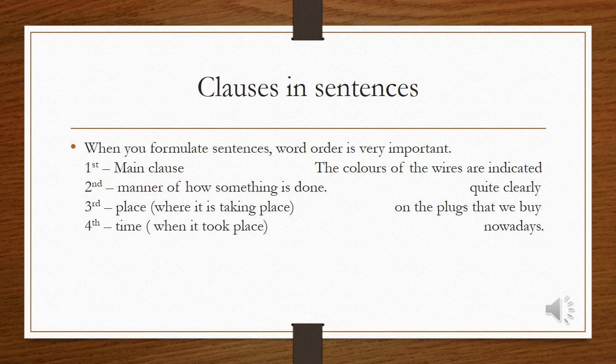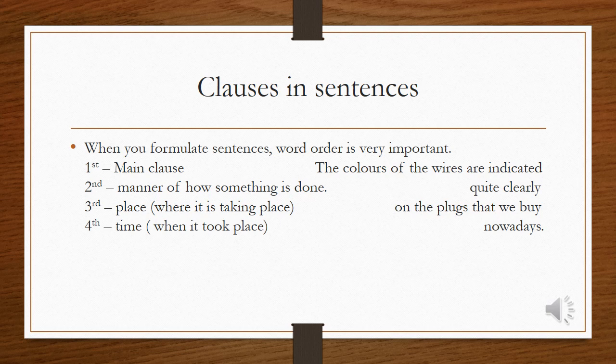Now we will look at clauses in sentences. When you formulate a sentence, word order is very important. First you find the main clause. Then the second one is the manner of how something is done. Third is the place. And last, the fourth, the time when it took place.